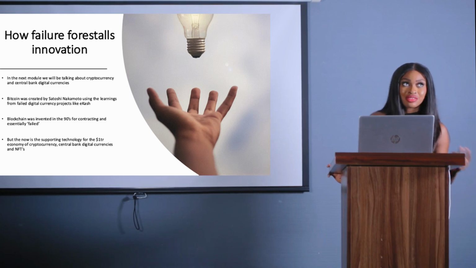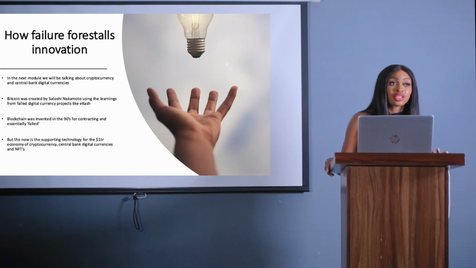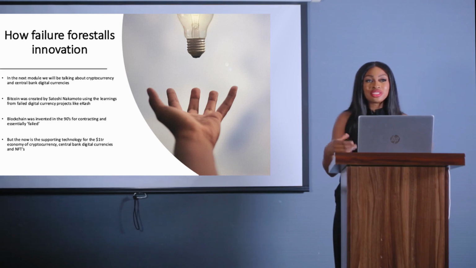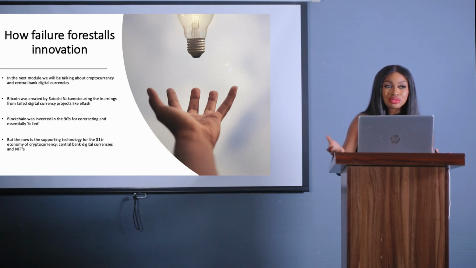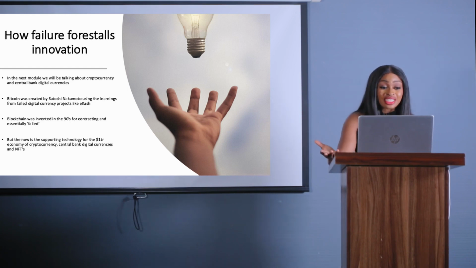And even the very technology that he used to run the Bitcoin is called blockchain. And blockchain was actually invented way before, in the 90s, for contracts. Almost a decade, if I'm calculating correctly, before Satoshi Nakamoto invented Bitcoin. But at the time, it would have seemed like blockchain technology was a failure because there was no use case. Nobody eventually used it for contracting.